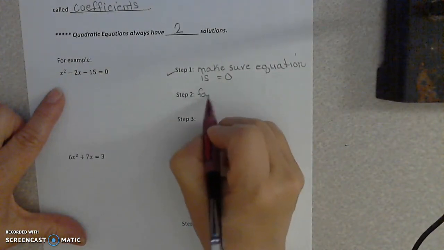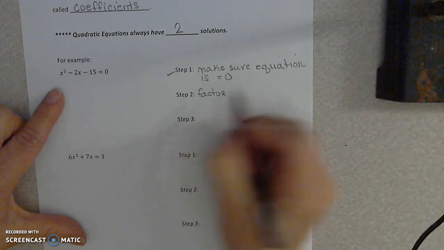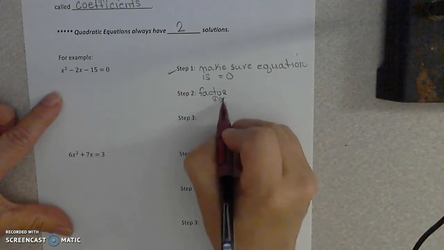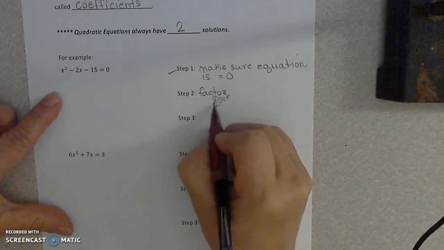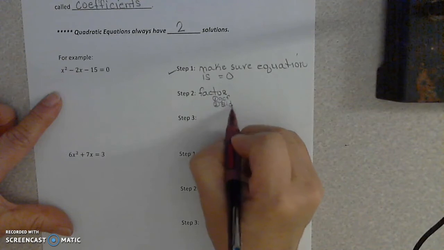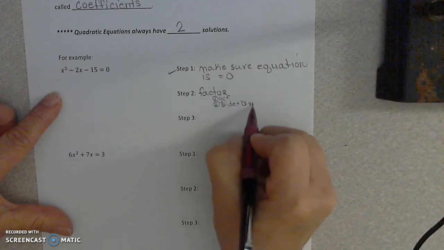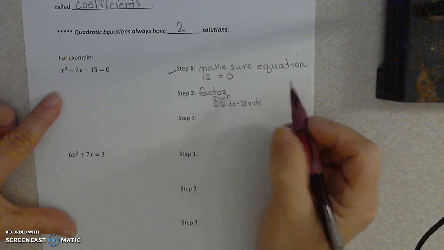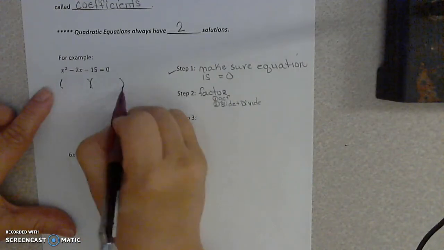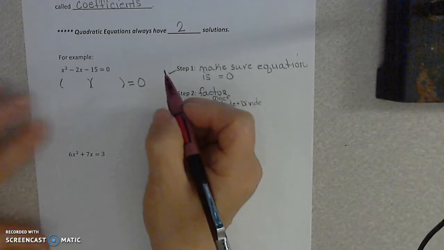Step 2, factor. Now remember your steps for factoring. 1, does it have a GCF? 2, slide and divide if needed. If it's not needed, then don't do it. Just factor as normal. This one, you don't have a GCF. Just bring that equals 0 down.